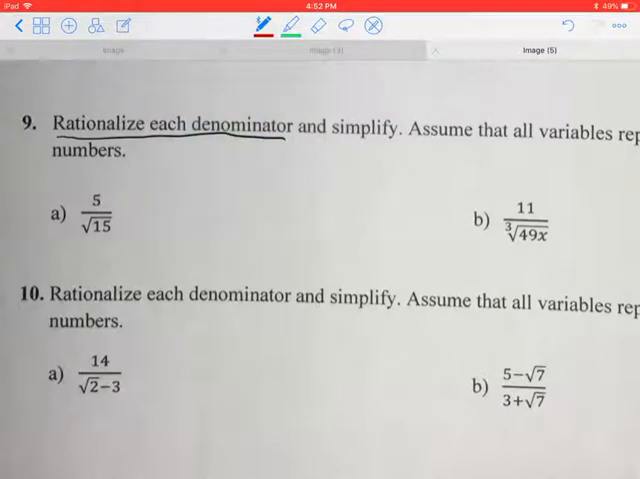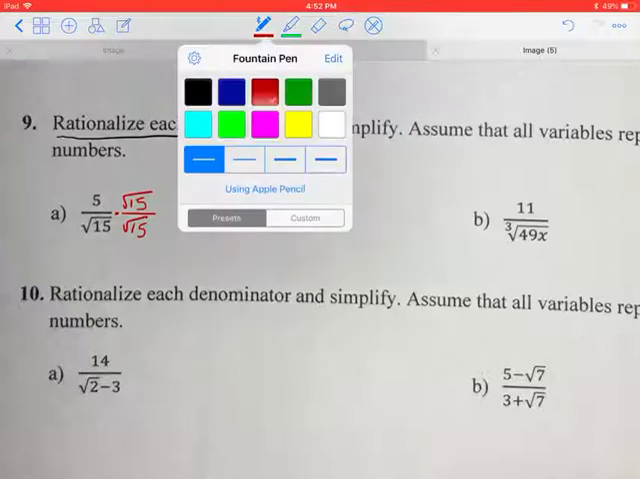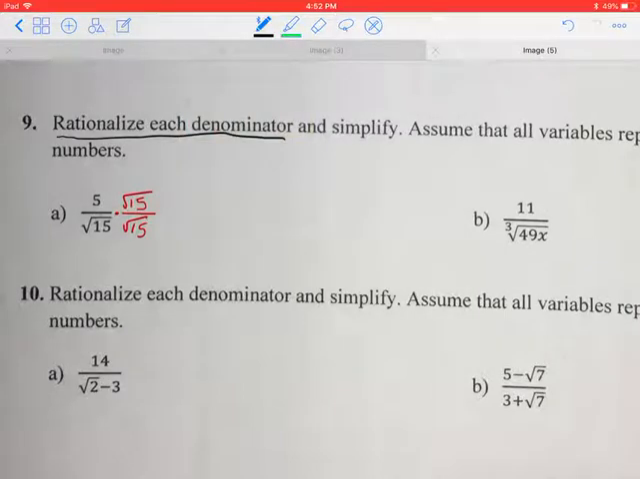So we're allowed to multiply anything we want to a number as long as it's equivalent to 1. So what that means is whatever I multiply to the top, I have to also multiply to the bottom. Now for a square root, I can always just multiply by the exact same thing. So if I do that, I'm always going to end up with something squared underneath my square root. So in the bottom, I get square root of 15 squared. On the top, I get 5 square roots of 15.